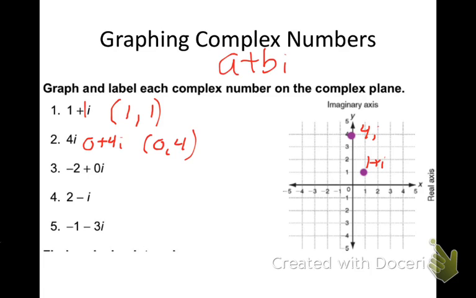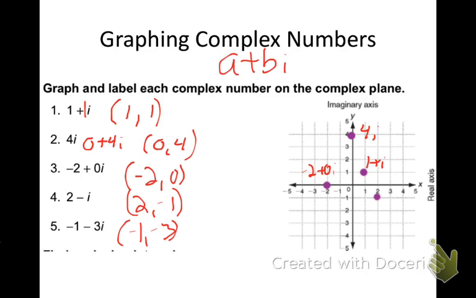Number 3, -2 plus 0i. What coordinate would that be very similar to, Andy? Negative 2, 0, which is then this coordinate right there. That'd be negative 2 plus 0i. Take a couple seconds, try numbers 4 and 5. Very similar. So as you look at this, 2 minus i, what really would that coordinate be, Reagan? Yep, that's like saying 2, negative 1. So we go over 2, down 1. There it is. What about the coordinate negative 1 minus 3i? What would that be similar to, Sage?